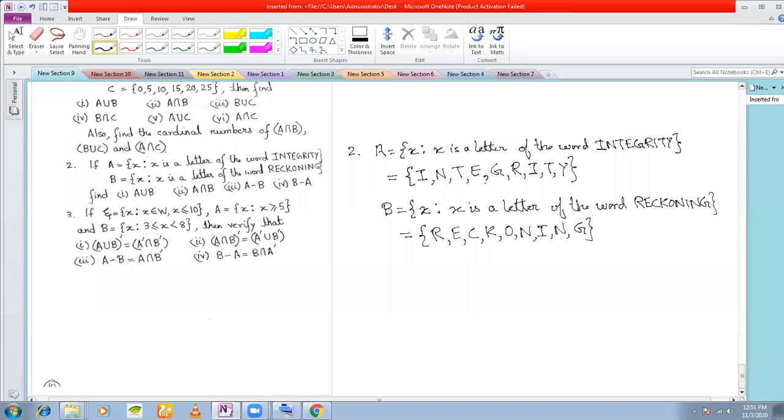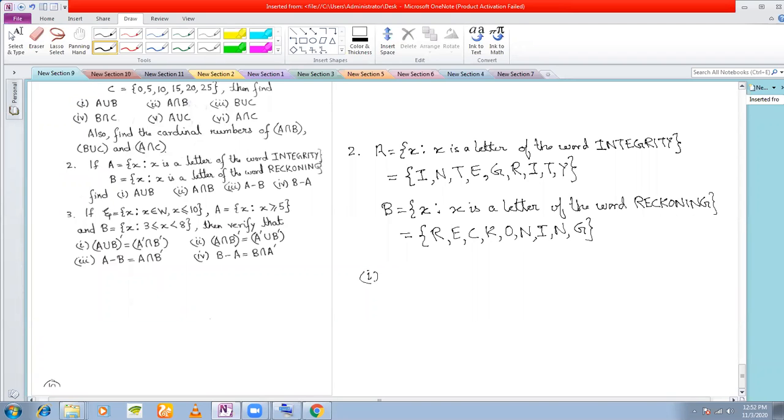So how many elements are there in the set A? There are 9 letters, right? Yes, there are 9. And in the set B, how many elements are there? If you count R, E, C, K, there are 10 letters. Okay, there are 10 elements in the set B.